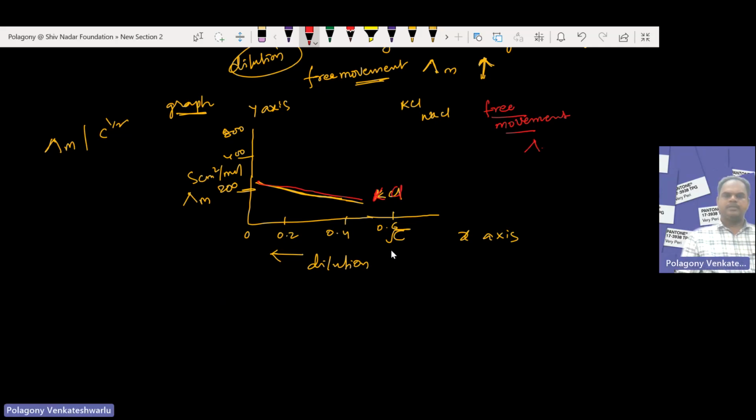Look at the graph here. Upon dilution, concentration decreases. At zero concentration, upon infinite dilution, the straight line will be intercepting here. That intercepting point we say is the limiting molar conductivity.